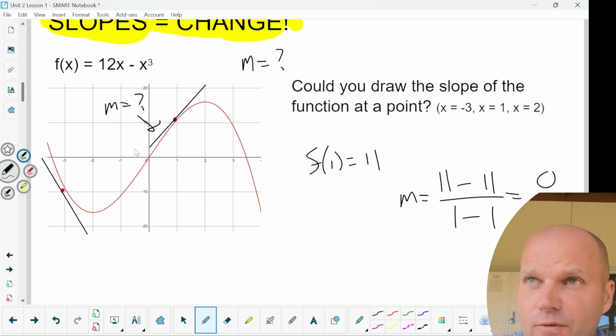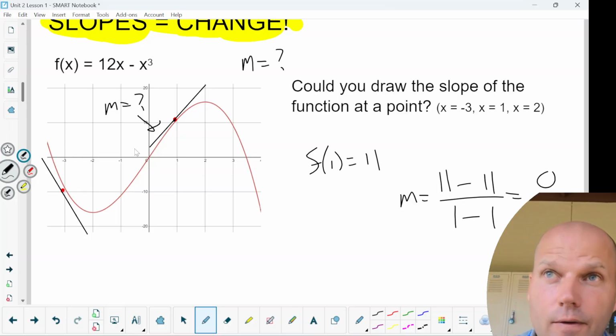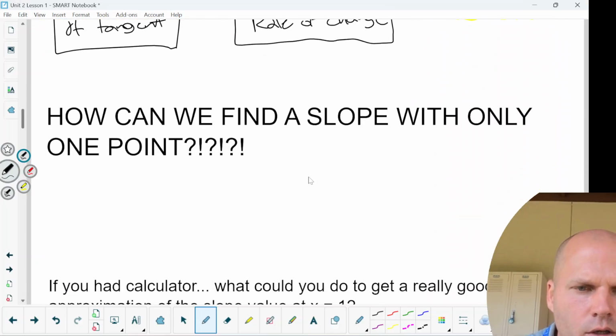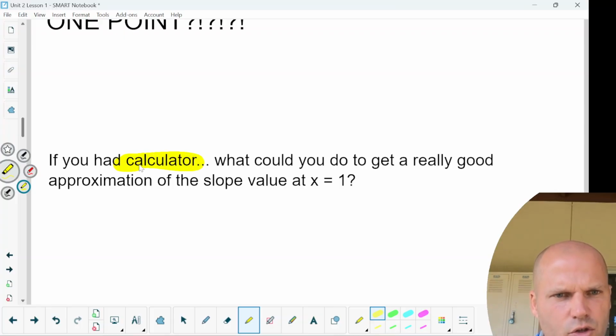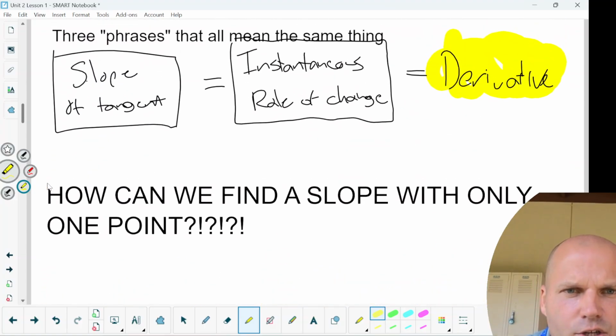So we've got to think of a different way. We can't just use the slope formula like we loved doing with average rate of change. Well, maybe if we had a calculator, we could. If you had a calculator, if you have the ability to work with decimals, what could you do to get a really, really good approximation of the slope at x equals 1? And you need to think about that.